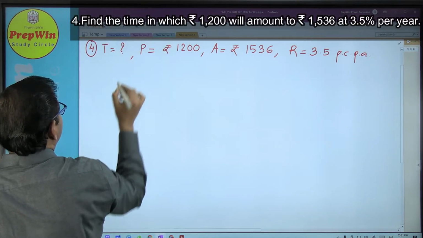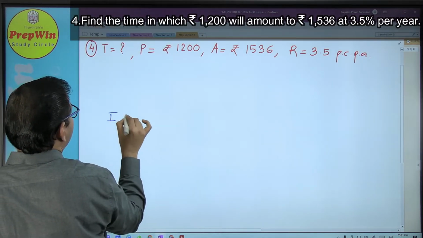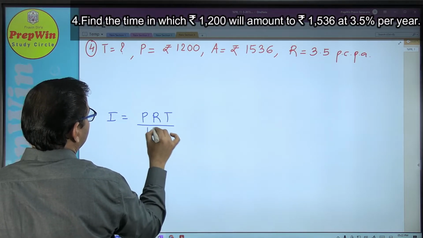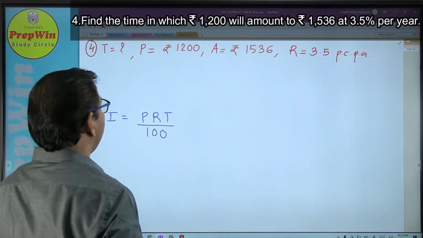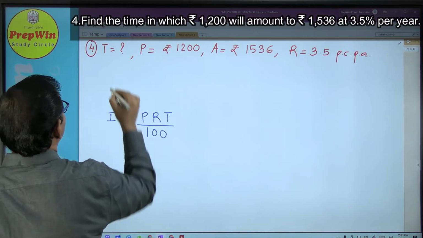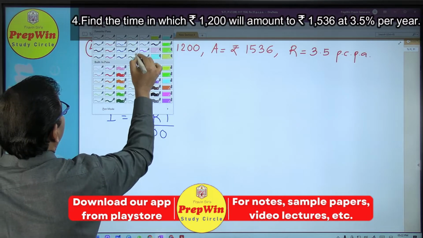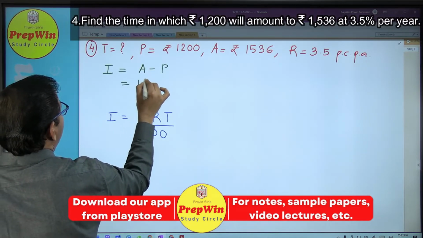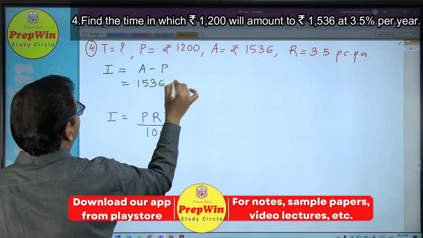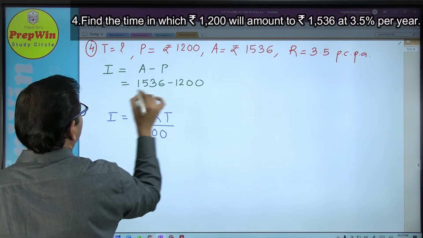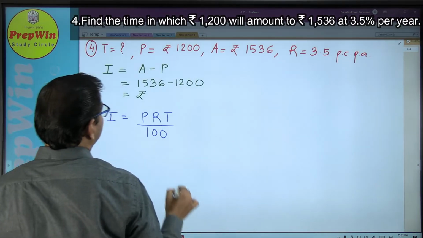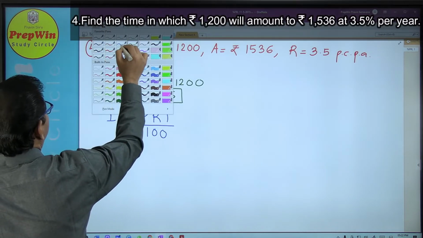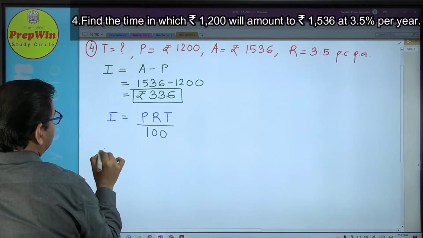So undoubtedly I am going to use this formula: I is equal to P into R into T upon 100. But the problem is that I don't have I. So how do I find the value of I? I is equal to amount minus principal. Amount is 1536 minus 1200. So what is my interest? Is it 336? 336. Now substitute and get your answer. As simple as this. So interest is 336.